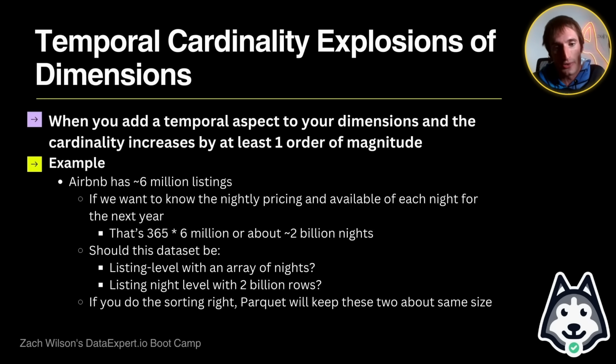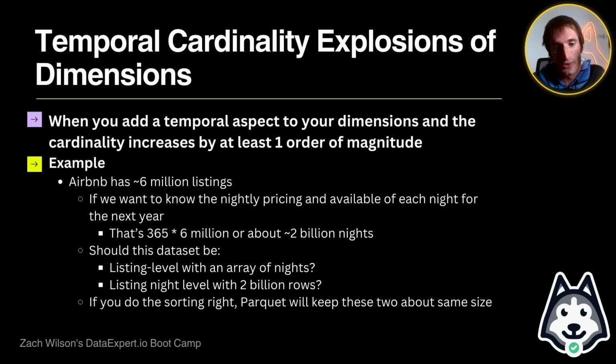When I noticed that, I felt like a light bulb went off for me. But the idea here is you can put either data set, and they're with Parquet compression. If you have the 2 billion rows, or you have the listing night with the array, the 6 million rows with the array, they're actually about the same size. But we're going to go into a little bit more detail of why you want to use the array.